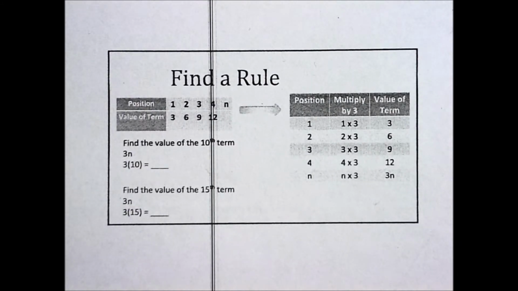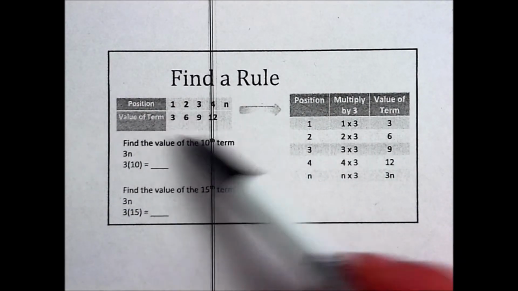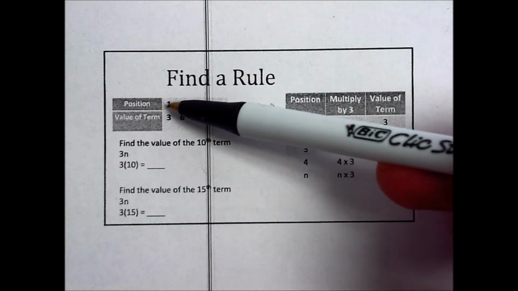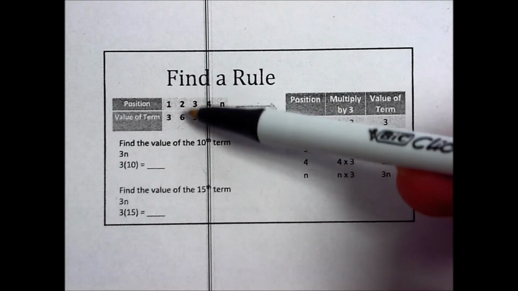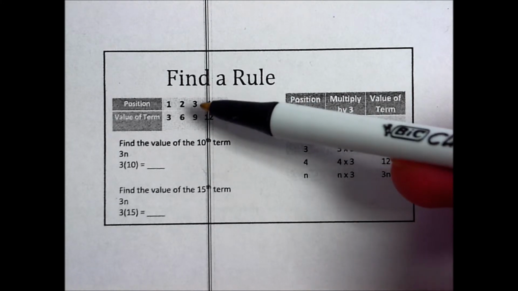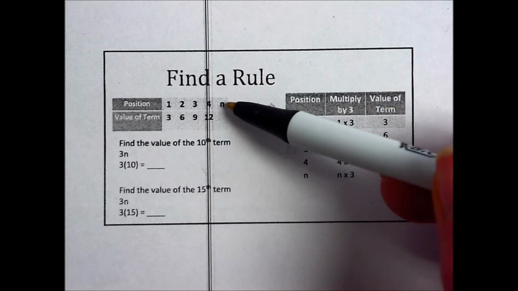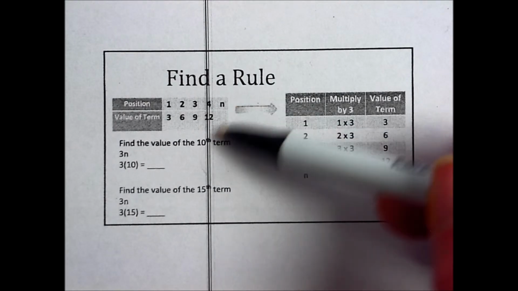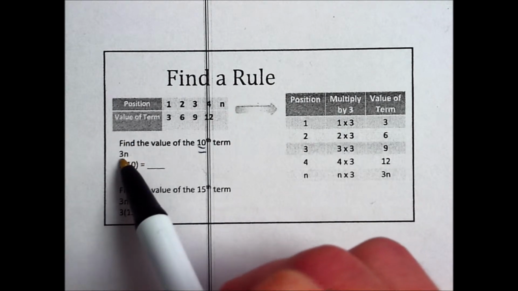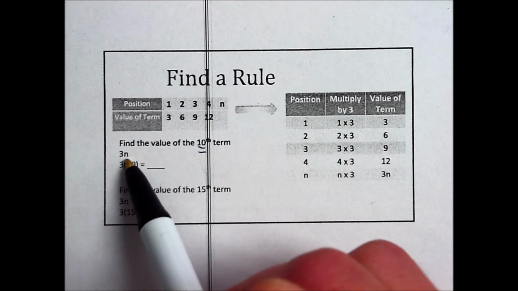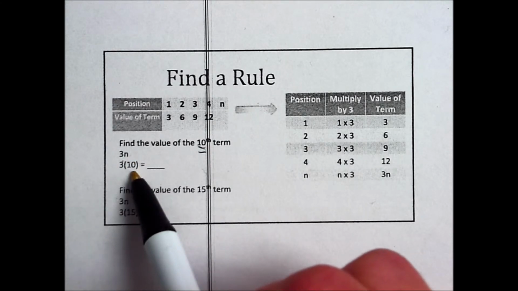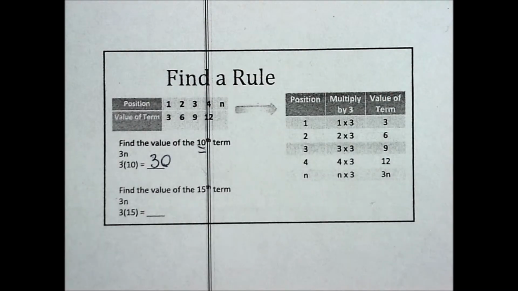Okay, for the next section, we're going to find a rule. So you look in the table, and we have to figure out how the numbers are increasing. So we're going from 1 to 3, and then 2 to 6, and then 3 to 9. It looks like our rule is times 3. So if we're going to find the value of the 10th term, which we could find the value of any term, but this one wants the 10th, we're going to be multiplying times 10. So that's why I have 3n as my rule, because I'm multiplying by 3. So then if I want the 10th term, I'll do 3 times 10, which of course gives me 30.